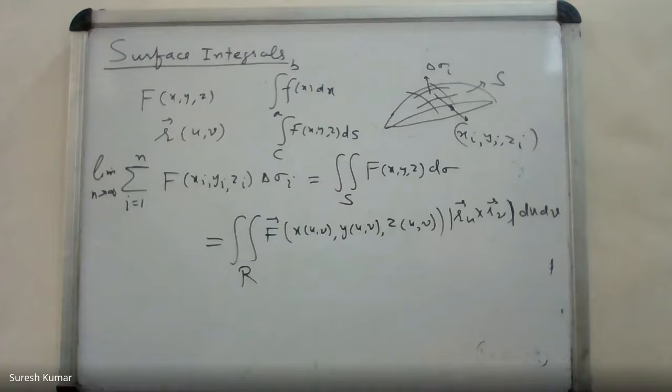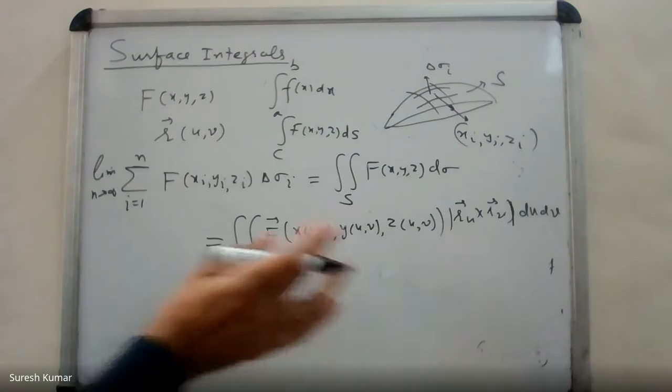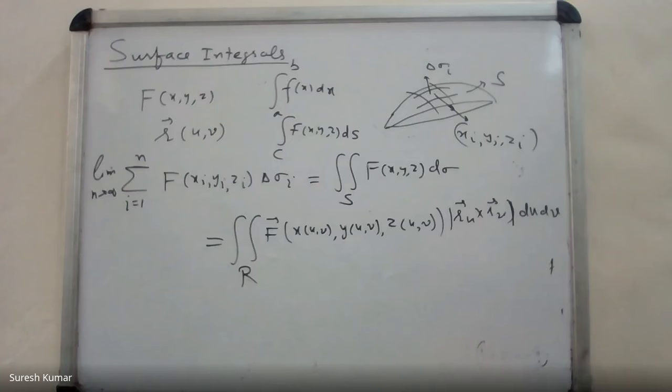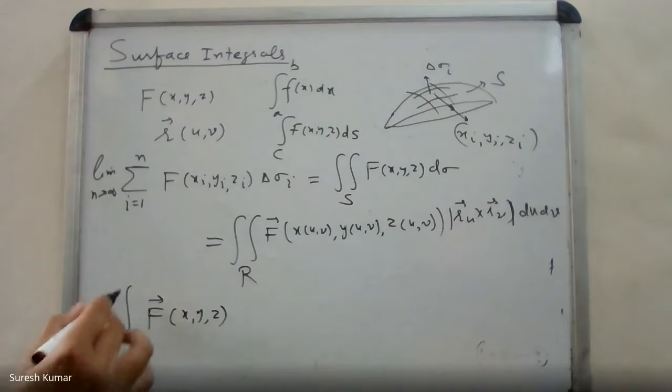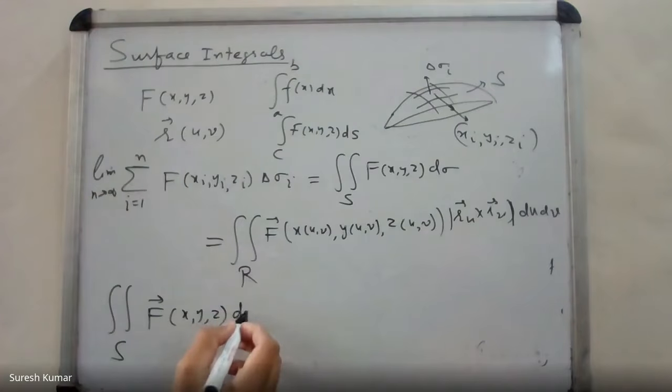Is it fine? We'll do a problem on it, you will understand. But first, note down this formula. Surface integral of the scalar field F(x, y, z) over the surface S is given by this formula. What about the surface integral of a vector field? Surface integral of the vector field F(x, y, z) over the surface S, denoted by this symbol.